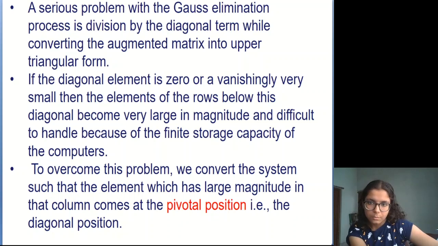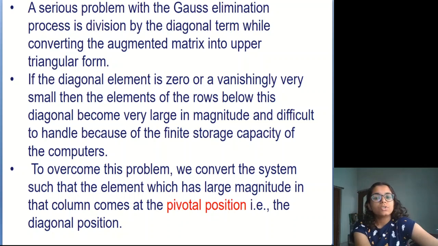Now when we create the upper triangular form, if the diagonal element is 0 or vanishingly small, then the elements of the rows below the diagonal element would become very large in magnitude, and we would have a difficult problem to handle, because the storage capacity of the computer cannot handle this situation, the large magnitude that we have now.